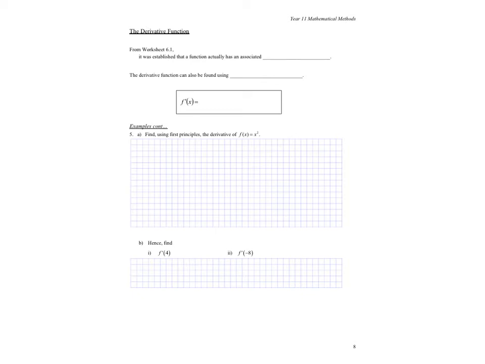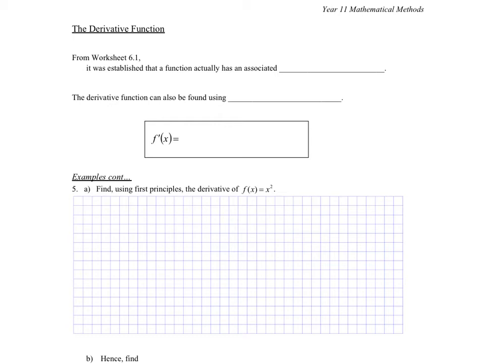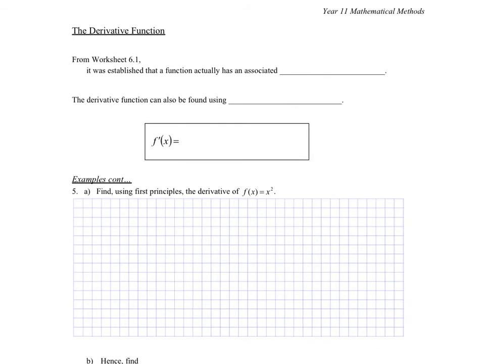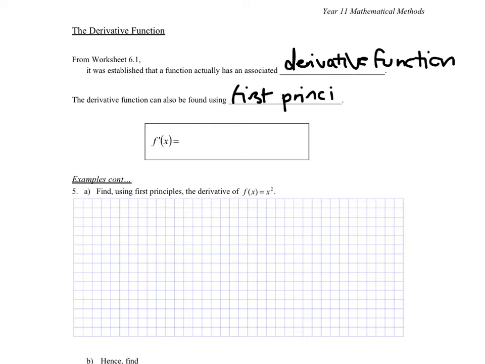So there are a whole lot of ones where we actually wanted to find the derivative at a specific point. But remember, we talked about this before. It's established that the function has an associated derivative function, the derivative function that can be found using first principles, which we just talked about. So what we just did was find the value of the derivative at a specific point. But remember, in the previous video, we talked about if you have a graph, you might not want to just find it at a specific point. You might want to know the generic equation that will always work for this graph, so that all you have to do is sub in the number.